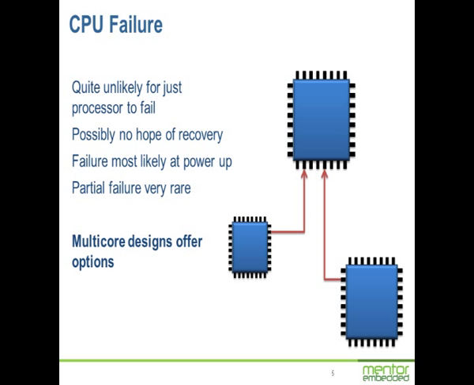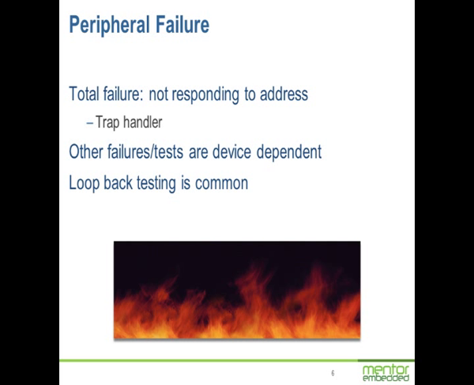So what about peripheral failures, devices around the CPU? Well, if you have total failure, that's easy to detect because the device is just not responding anymore, the address isn't there, so you probably get a trap. So make sure you include trap handlers for non-existent addresses.